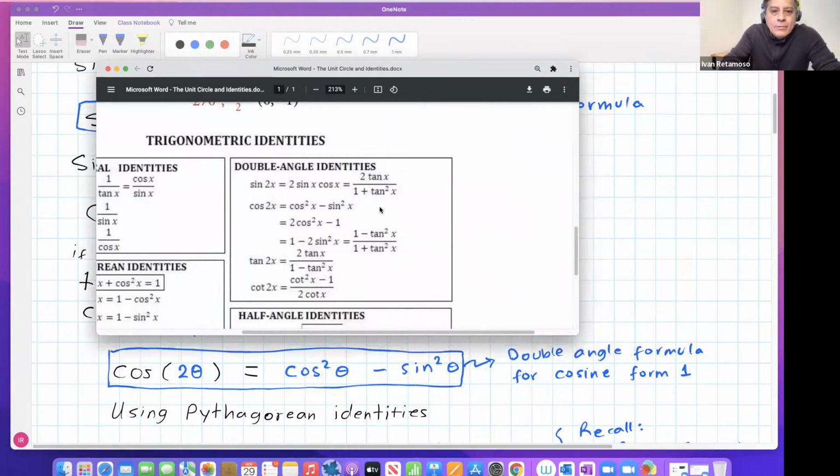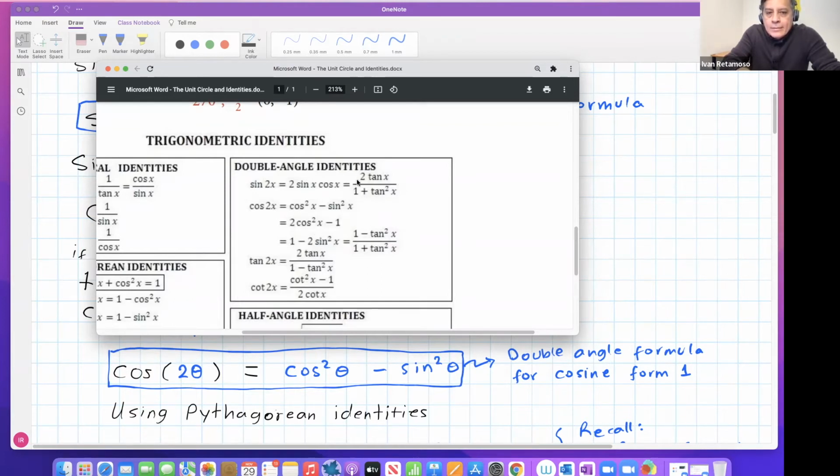And they give you some additional forms that we'll talk about later. Cosine of 2x, they give you 3 forms. The first form, cosine square of x minus sine square of x. Second form, 2 cosine square of x minus 1. Third form, 1 minus 2 sine square of x, right? The 3 forms are there.